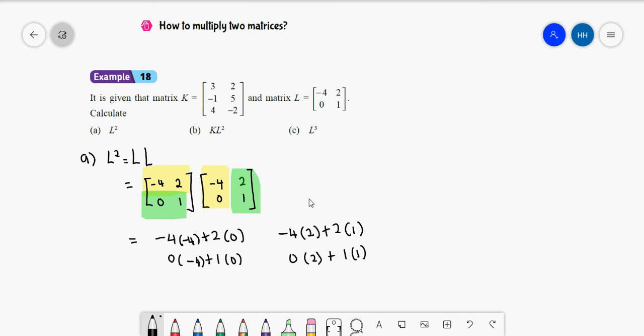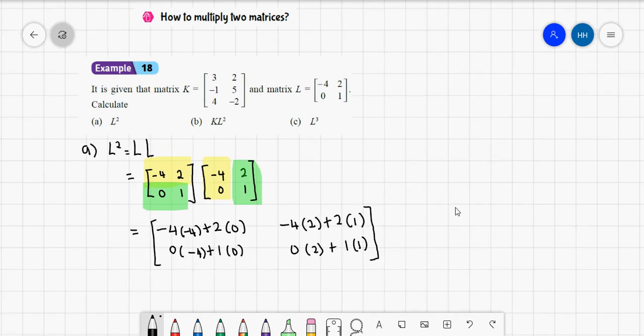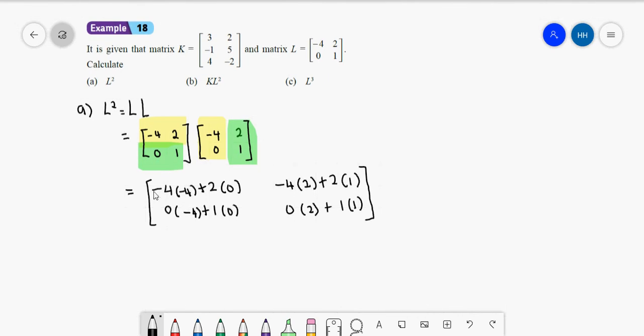Don't forget to double check what you wrote to avoid mistakes. Okay, -4, 2, 0, 1. -4, 2, 0, 1. And the column is -4, 0, -4, 0, 2, 1, and 2, 1. So you can continue calculating.